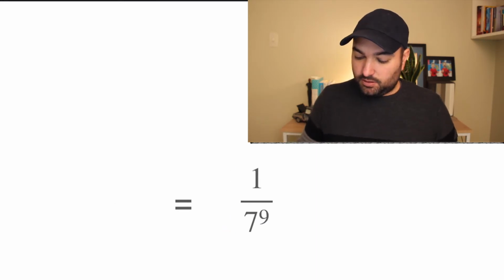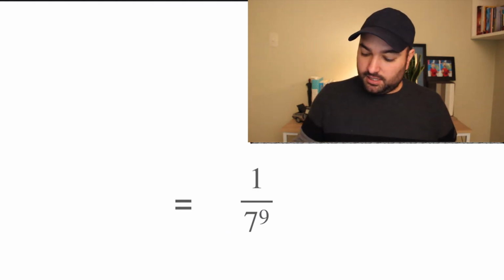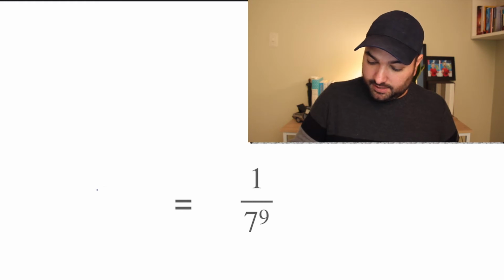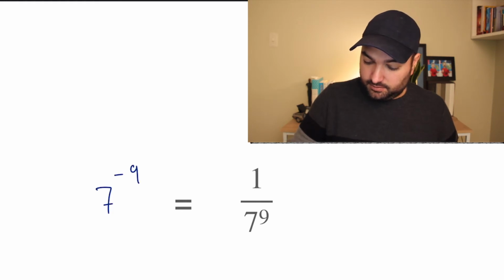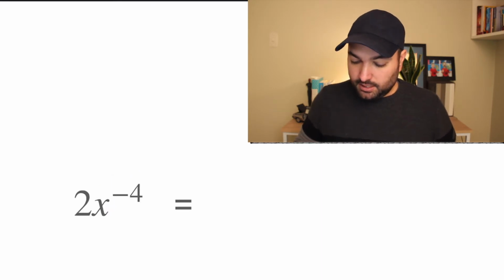Next one. Whoa, we're going to go backwards this time. So now we're going to put the negative exponent in. So what we have here will be 7 to the power of -9. It means that we have 7 to the power of 9 in the denominator. Next one.